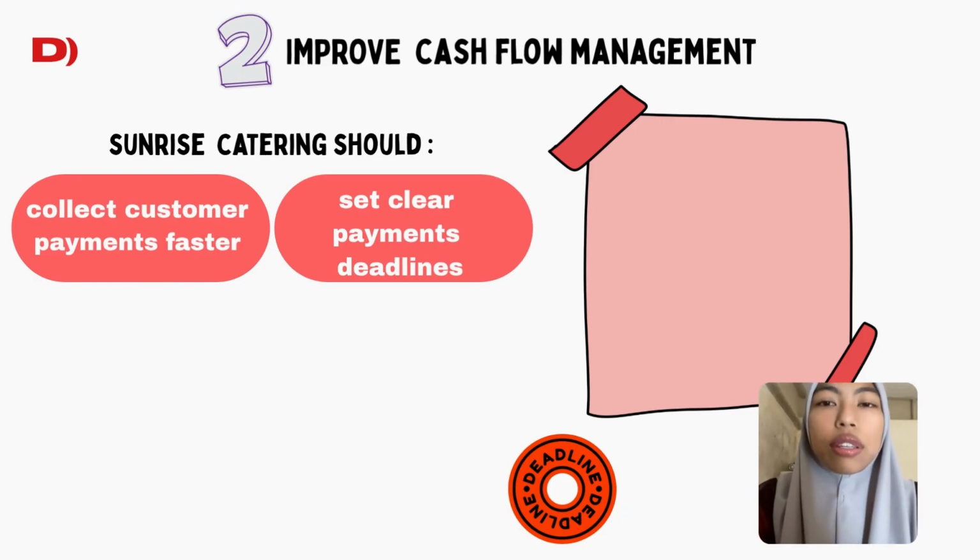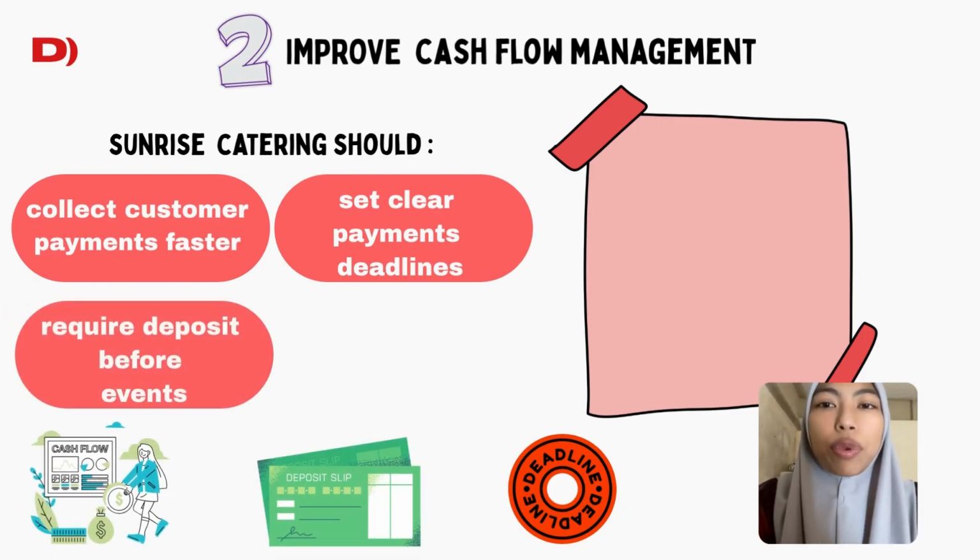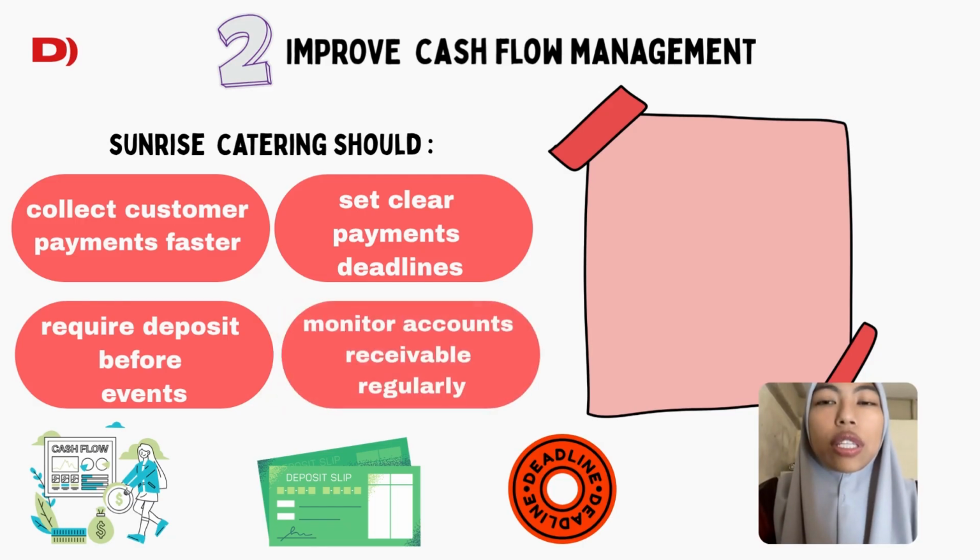Third, Sunrise Catering can require customers to pay a deposit before the event takes place. This helps the company cover part of the event costs before providing the catering service. Finally, the company should regularly monitor its accounts receivable to identify overdue accounts and take prompt action to collect outstanding payments. Prioritizing cash flow management provides several important benefits.